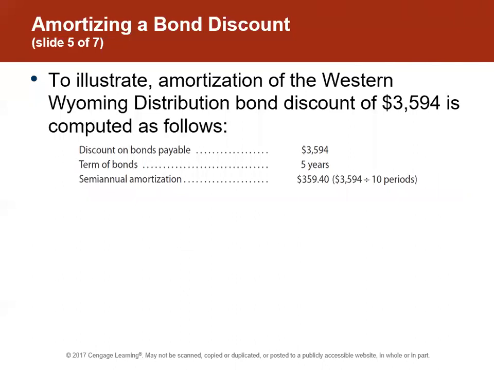So we take the full discount amount divided by the total number of interest payments over the life of the bond. So every 6 months, we want to recognize 1/10 of the discount, or $359.40. Okay.